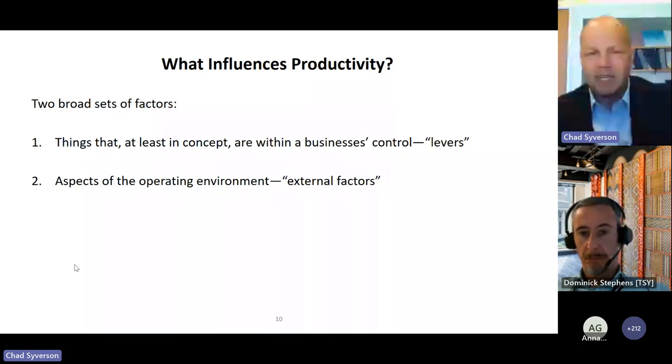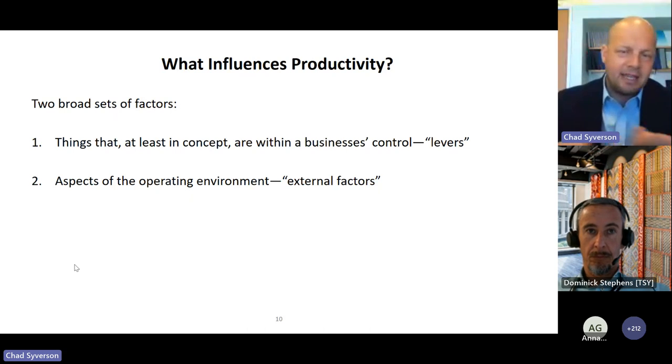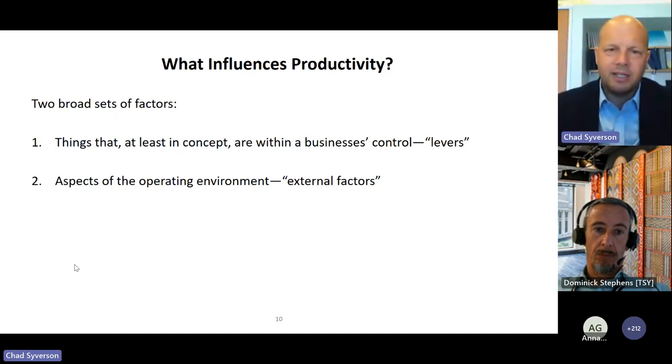One are things that, at least in concept, businesses have some control over. I call them the levers for short, because these are things, again, that you might expect a company would be able to tug on if they're trying to affect their productivity level. The second set of factors are aspects of the operating environment, the external factors. These aren't things that any given producer in a market might have a direct influence on, yet nevertheless will affect the productivity of producers in that market, both individually and as a unit, as a whole.